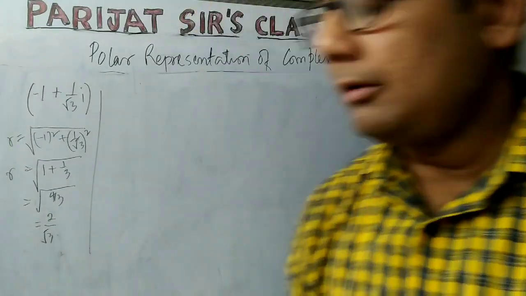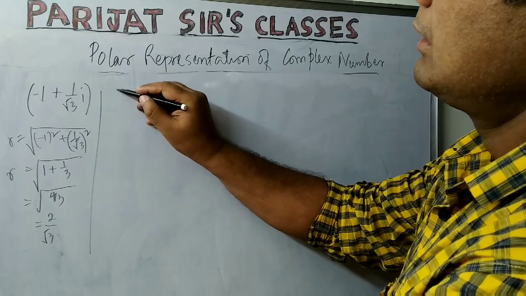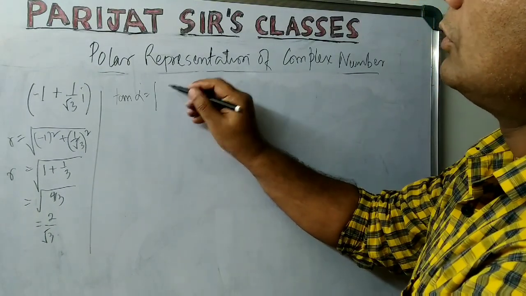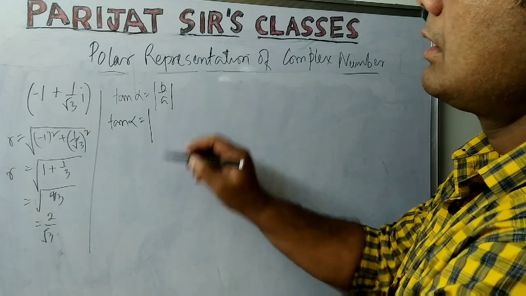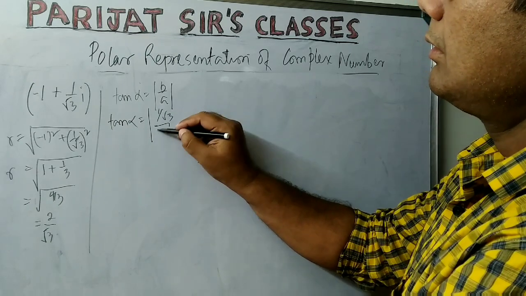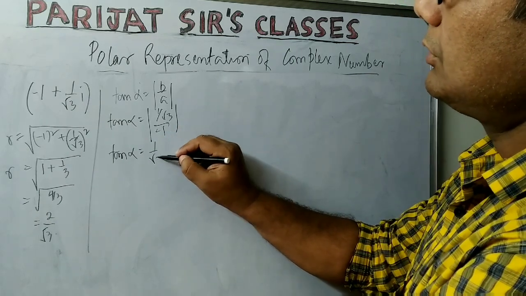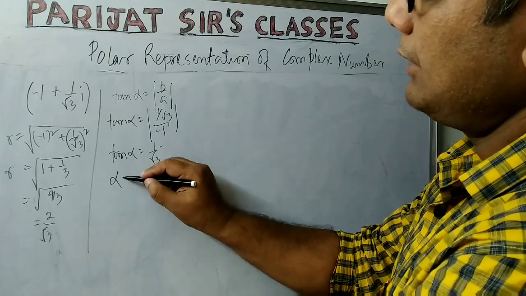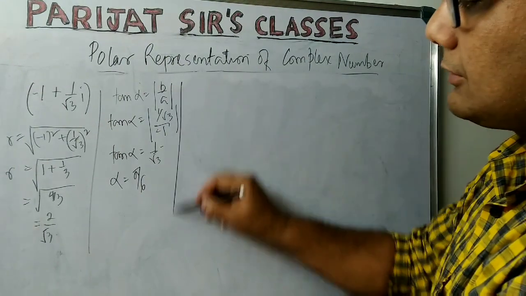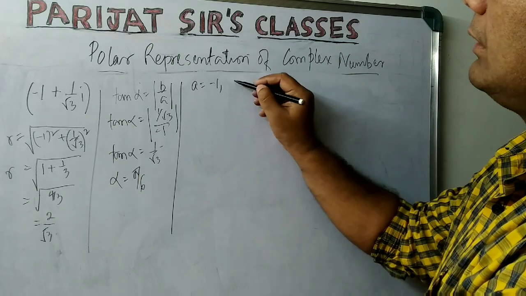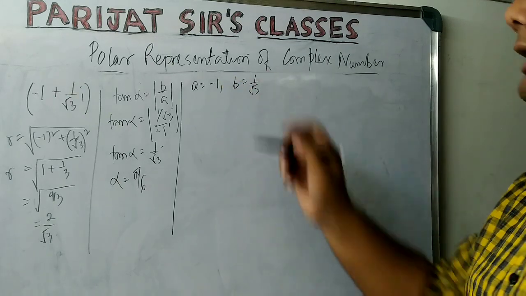Similarly, if I want to find my tan alpha, which we know is b by a, so we can write it as 1 by root 3 by minus 1. So tan alpha is coming 1 by root 3, and for which alpha will be pi by 6. Next, my a is minus 1 and b is 1 by root 3. So a is minus and b is plus.